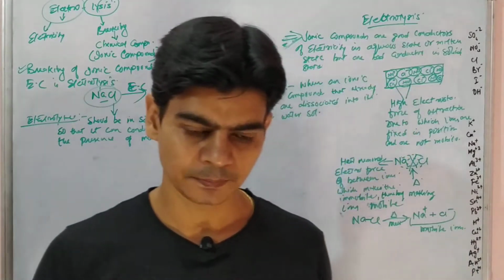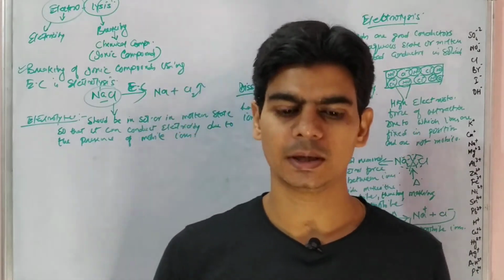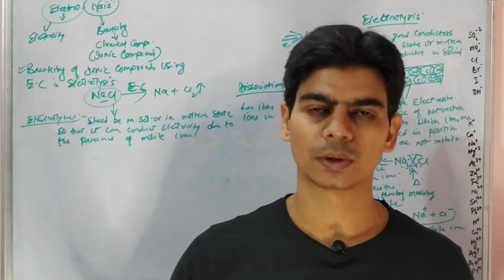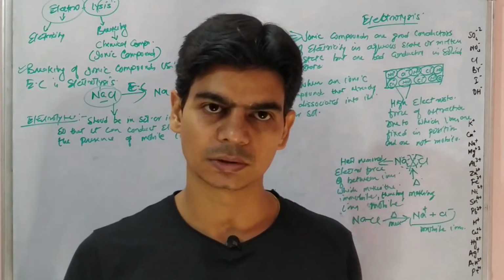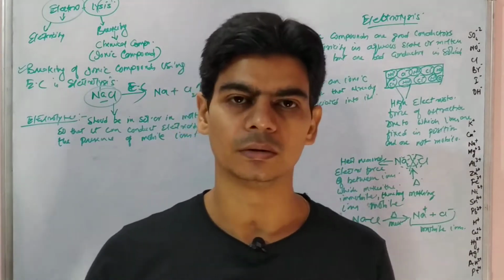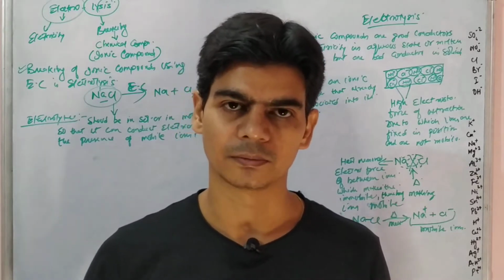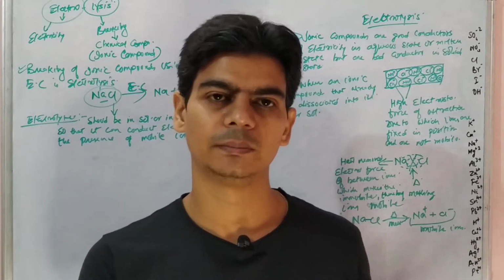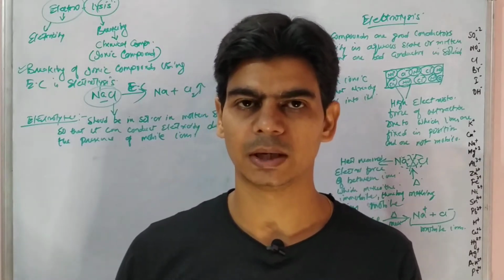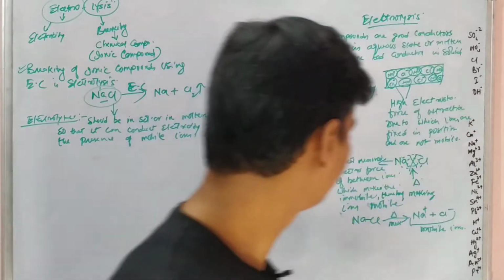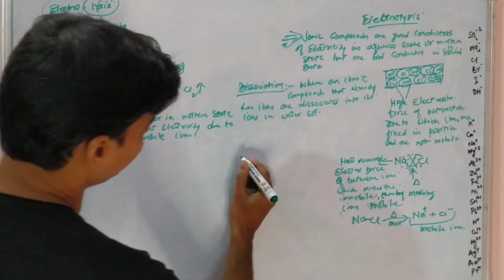So what happens is, when you apply electric current to a metal rod, say an iron or copper rod, these mobile electrons will start moving in a specific direction, that is from the negative terminal of the battery to the positive terminal of the battery, and will conduct electricity. I'll quickly show you here.